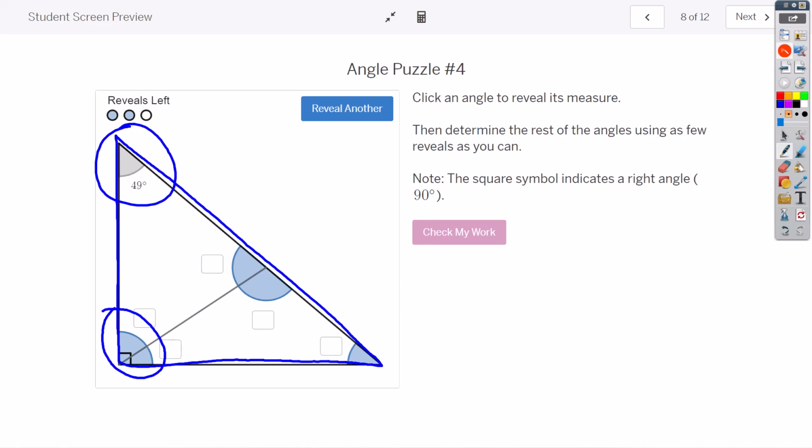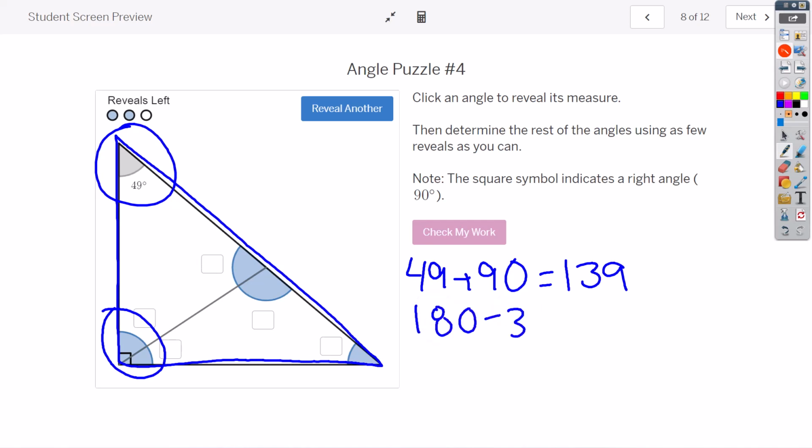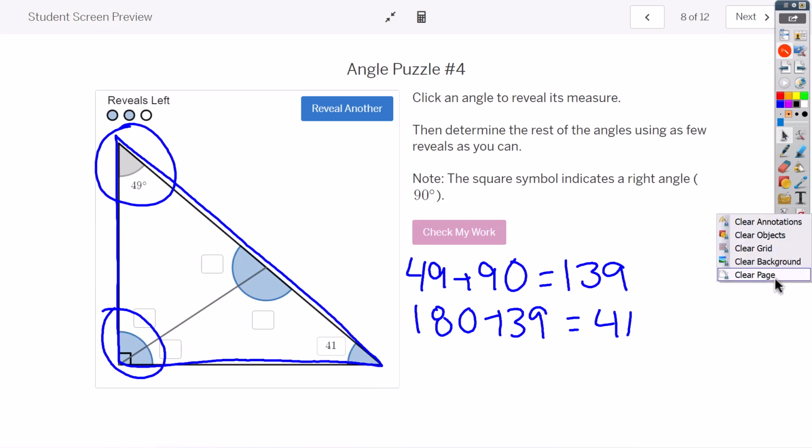So let me start by adding together the two angles I know, 49 plus 90. So that's going to be 139. And then I'm going to subtract that from 180 to find that third angle measure. So that should be this third triangle measure, 41. So that time I just used the fact that I had this blue triangle. Let me erase that and see where we can go now.